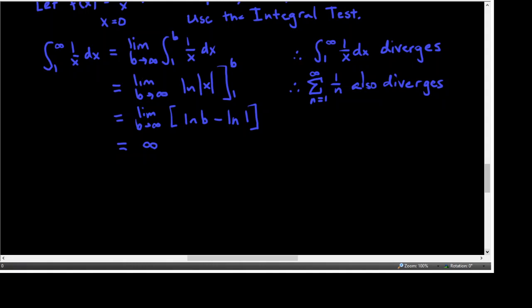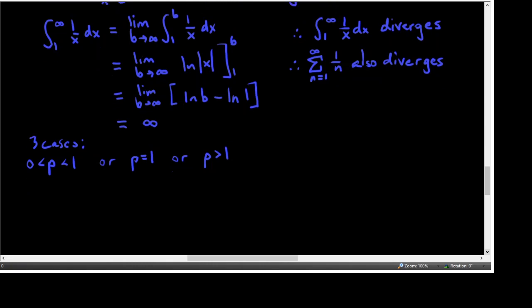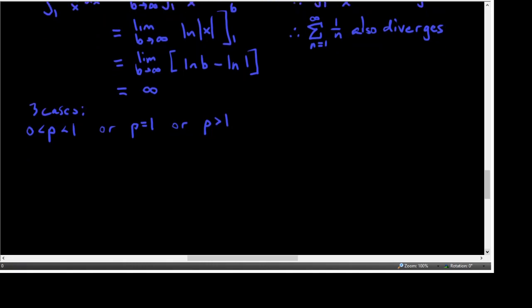So go back for a second. If p is positive, there are 3 cases. We talked about this before, the trichotomy idea. Since p is already positive, it could be between 0 and 1, it could be 1, or it could be bigger than 1. And those are actually the divisions that make sense in this problem. And what we just proved is that when p is 1, it's the harmonic series, and it diverges. The p-series diverges when p is 1.